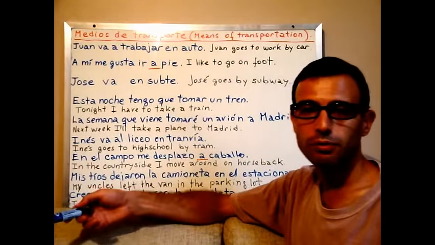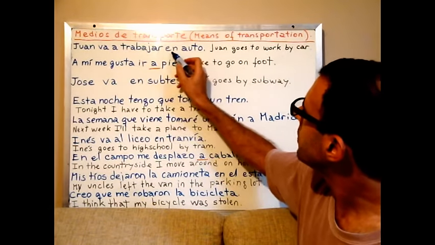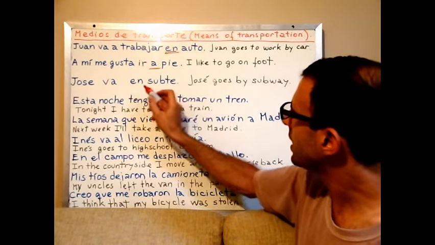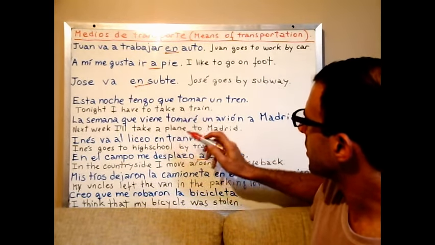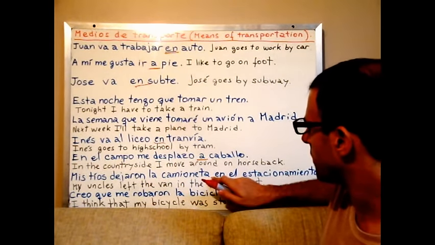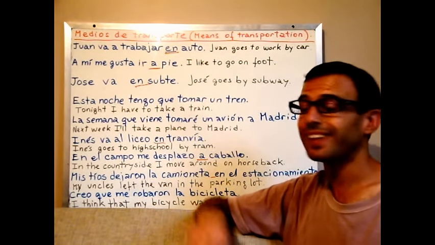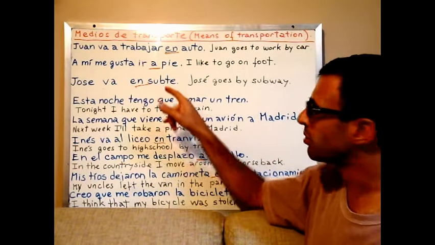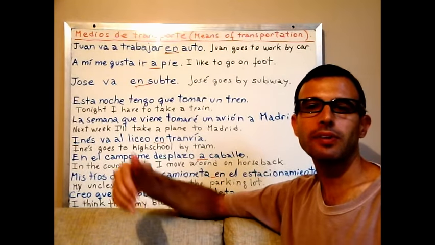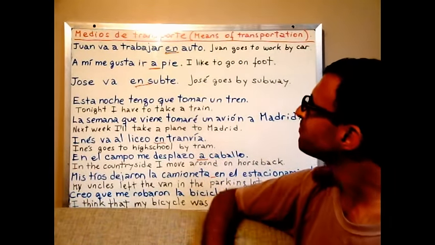And for the other means of transportation, like all these motorized ones, we say en auto, en subte, en tranvía, okay? All the other means of transportation use en, and when we say on foot or on horseback, it is a, like here, right? Same as in English we have by and on, in Spanish we have en and a, okay?